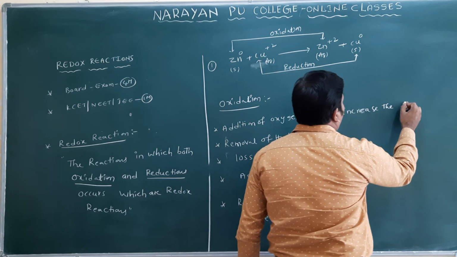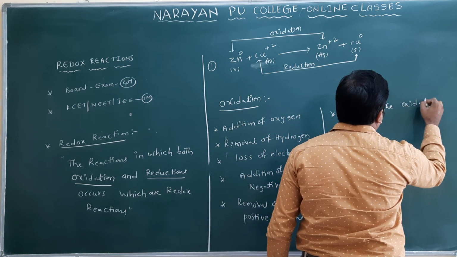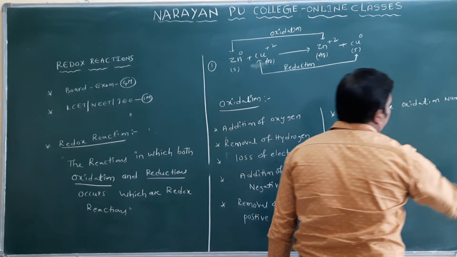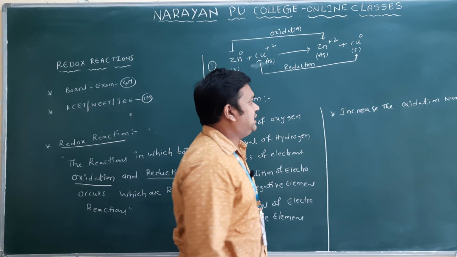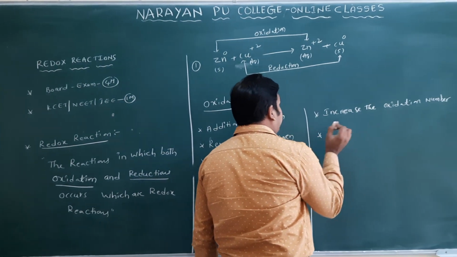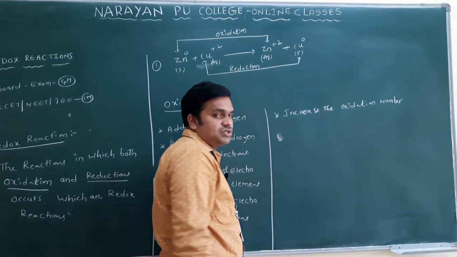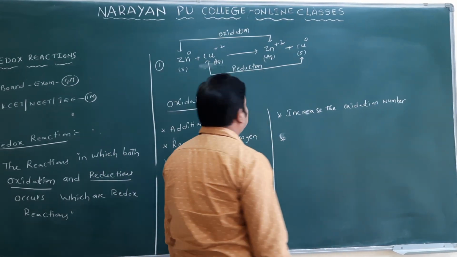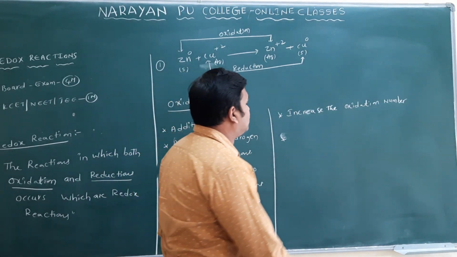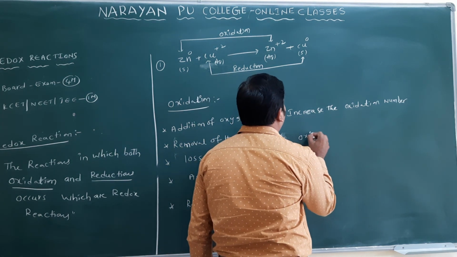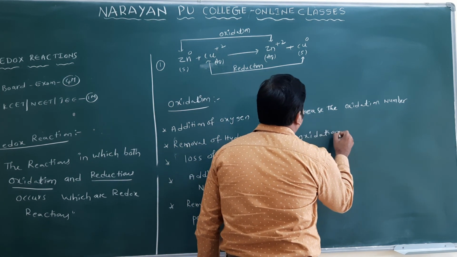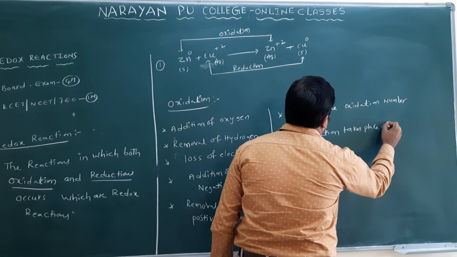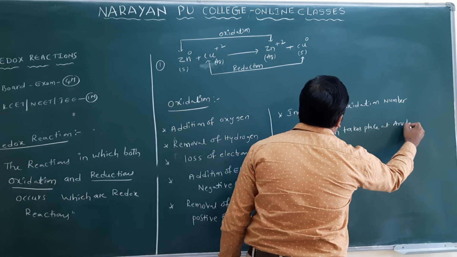Increase in the oxidation number. Also, what are we calling it? Reduction only. Sorry, oxidation. Increase in oxidation number is also called oxidation. And generally, oxidation takes place at the anode only. Oxidation takes place at the anode, you can take.